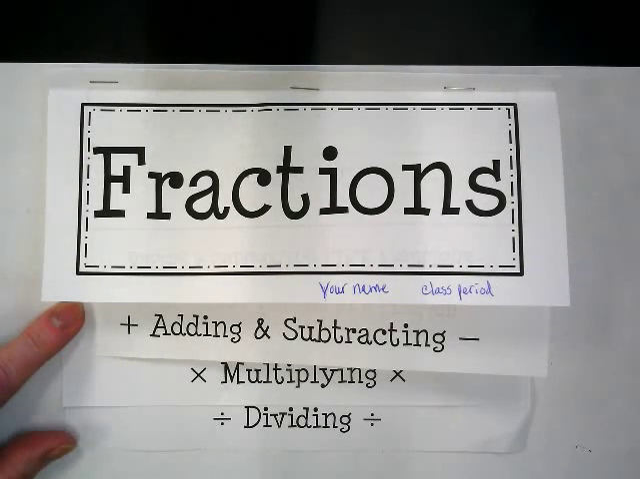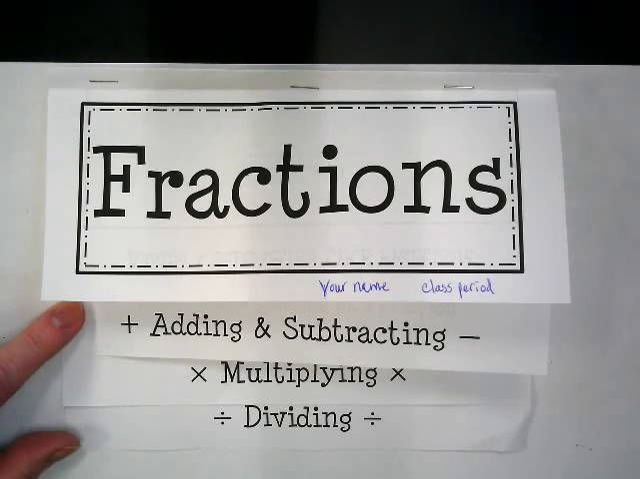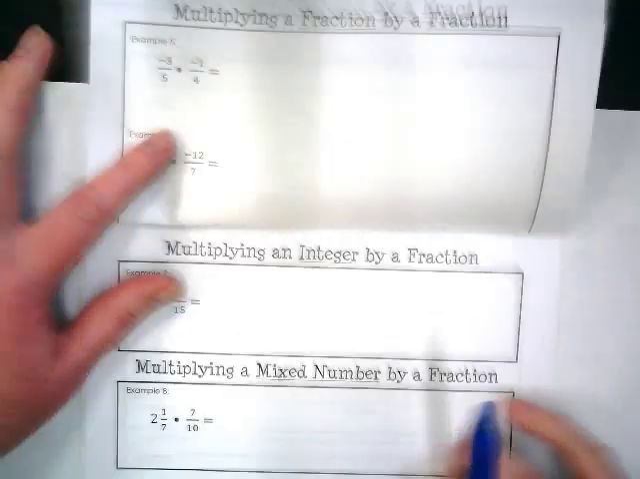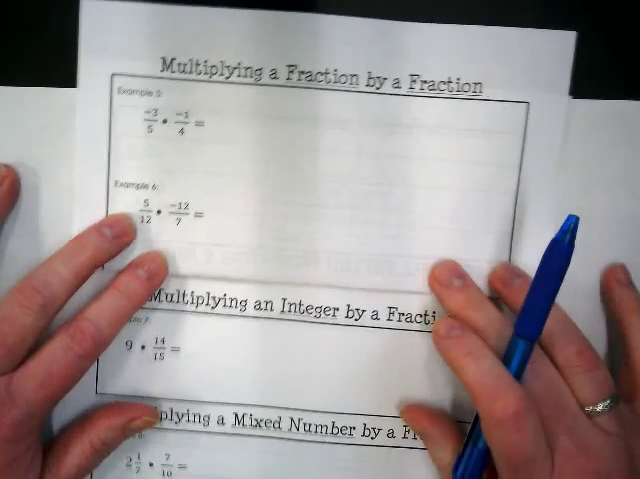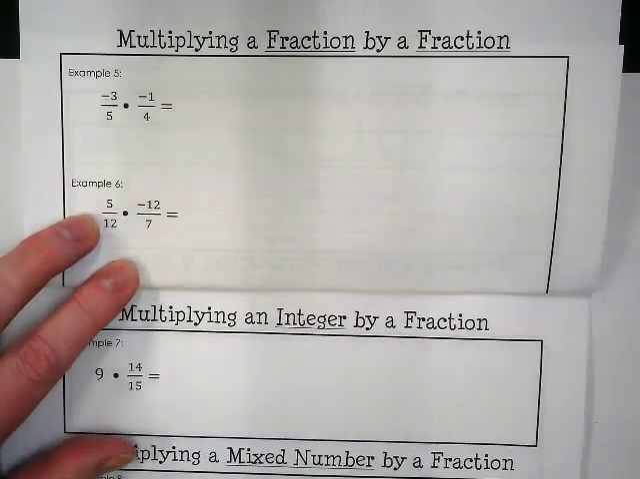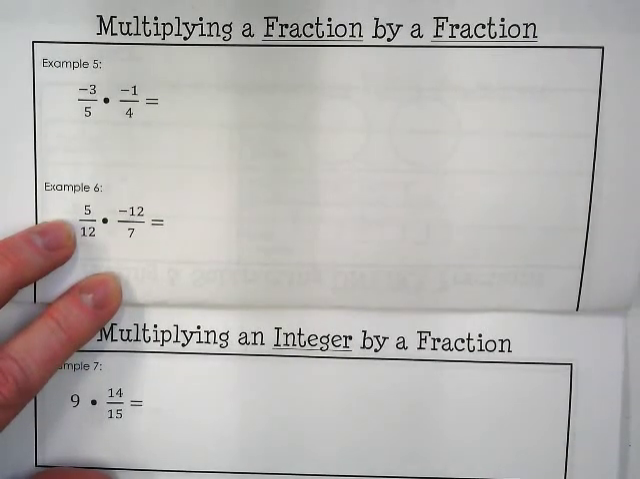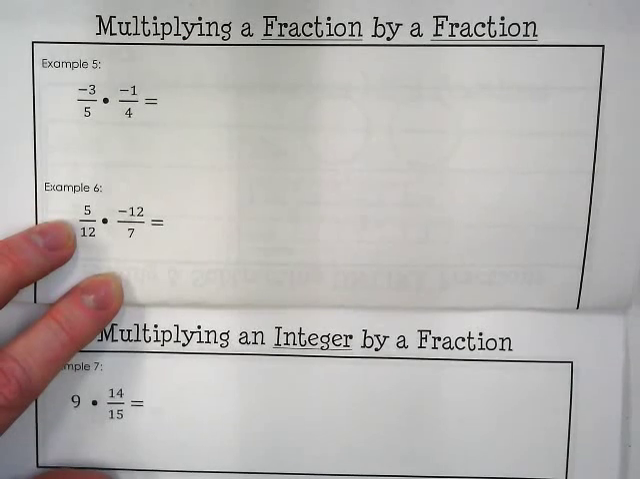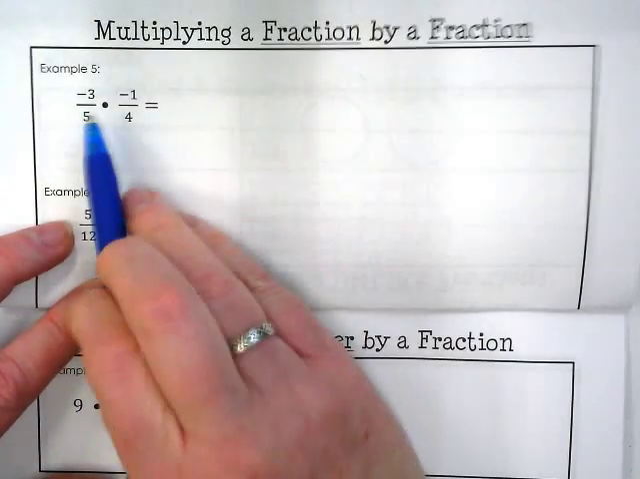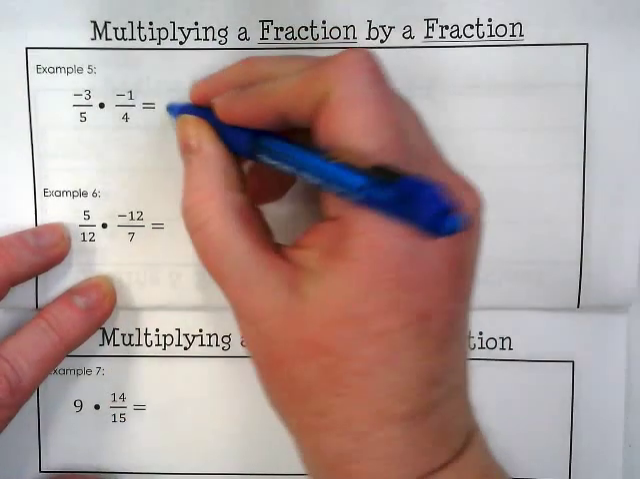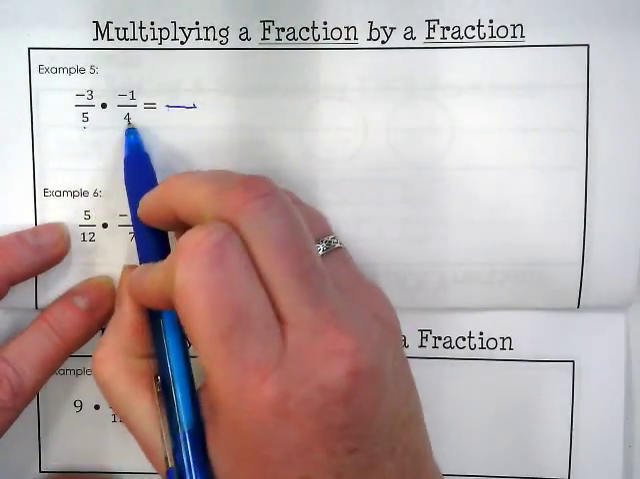Last week we started this flipbook on fractions. Today we're going to go to the multiplying tab. So, multiplying a fraction by a fraction. I think that this is way easier than when we are adding and subtracting fractions because the denominator doesn't matter here. When you're multiplying a fraction by a fraction, you just multiply the numerators and you multiply the denominators.